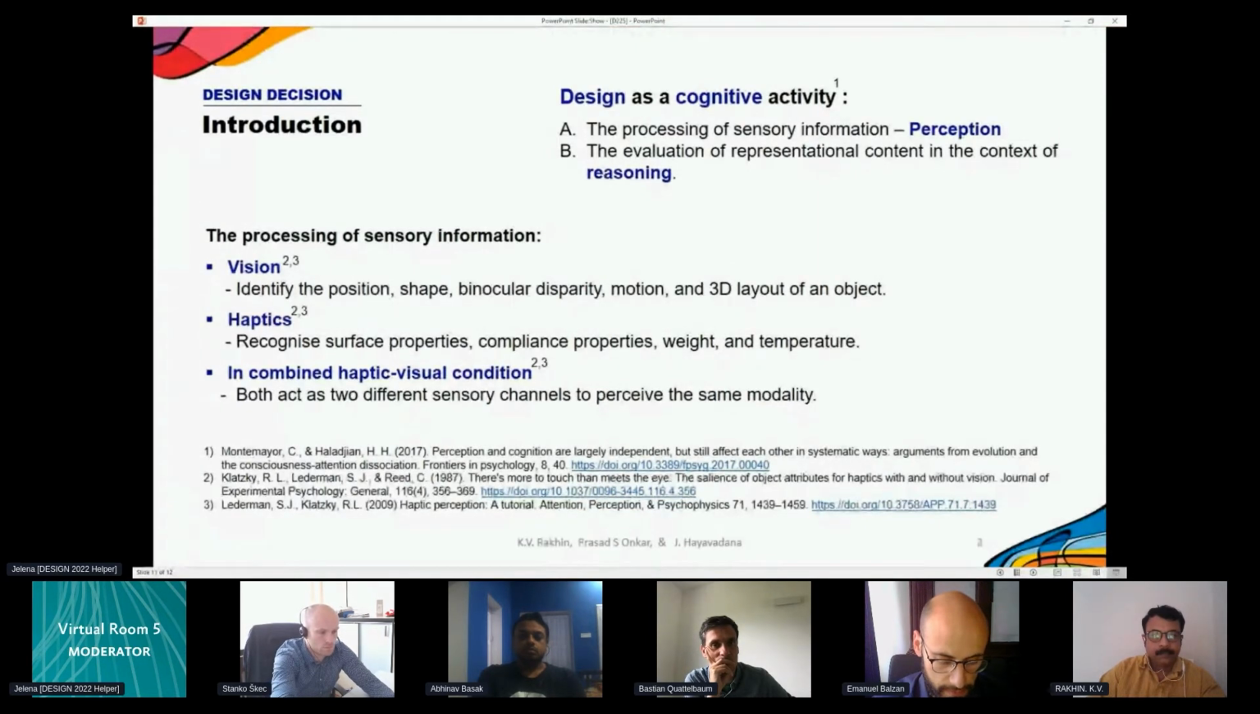Here we have considered the following sensory conditions. The vision. It identifies the position, shape, binocular disparity, motion, and 3D layout of an object. The haptics. It recognizes surface properties, compliance properties, weight, and temperature. A combined haptic visual condition. In this stage, both function as two different sensory channels to perceive the same modality.